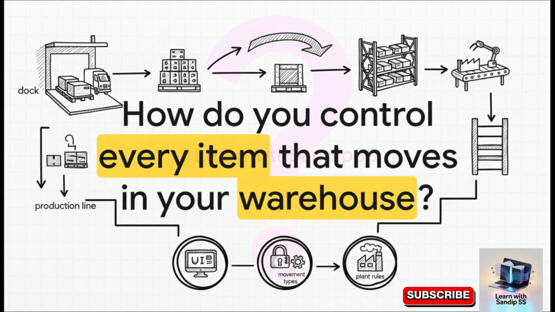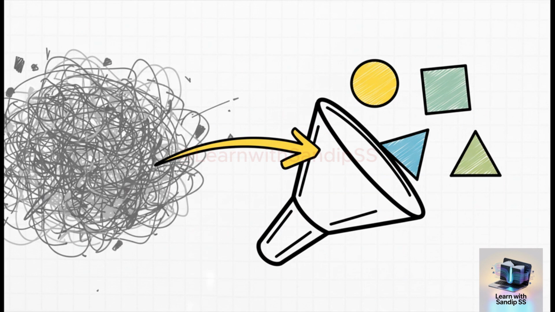How do you actually control the flow of every single part in your system? I mean, from the second a component hits the loading dock to the moment it's issued out to a production line, it can feel pretty overwhelming. But the answer, really, is all in the setup. And here's the good news. We can boil all of that complexity down to just 3 core areas of configuration. Seriously, if you get these 3 right, you are going to be in complete control of all your goods movements.